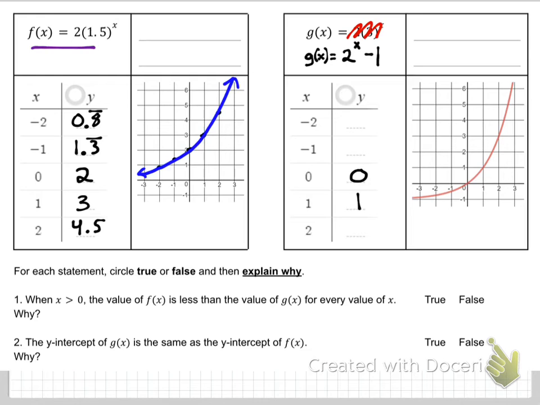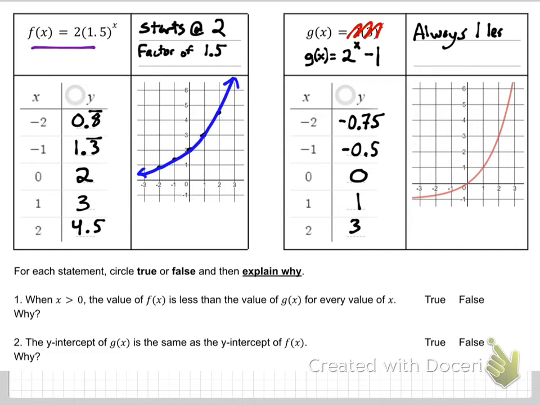On the right side here, I'm going to plug in 0, I get 0. Plug in 1, I get 1. Plug in 2, I get 3. And if I did not have the equation there, I could approximate those from the graph. Notice I see that the one on the left starts at 2 and has a factor of 1.5. In other words, it's multiplied by 1.5. The one on the right is always 1 less than 2 to the power. So if you do 2 to the 5th and then subtract 1 from it, you get that number on the right.